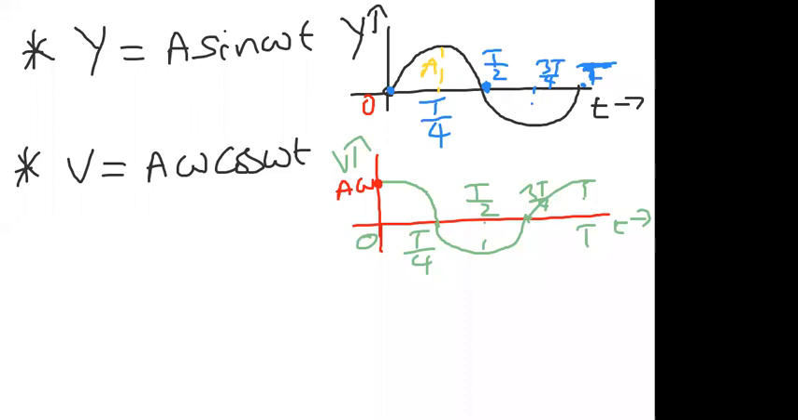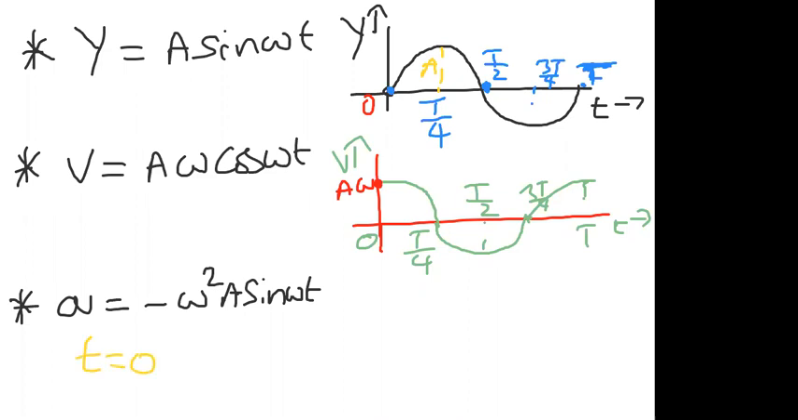Now let us see the acceleration time graph. So now our target is the acceleration time graph. What is the formula? A is equal to minus omega square A sine omega t. This is the formula I have. Suppose if I put t equal to 0, what will happen? T equal to 0, A equal to 0. No doubt, because t equal to 0 means sine 0, and sine 0 is 0.